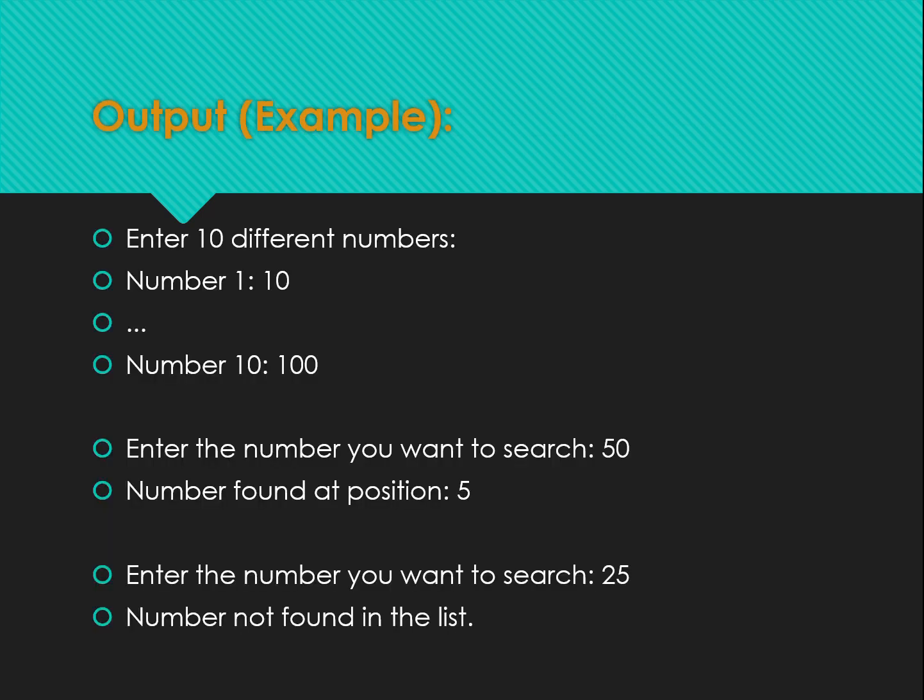Here you can see sample output of the program. When the number 50 is searched and found at the 5th position, it is displayed accordingly. In the second case, the number 25 is not in the list, so the program shows a message that it is not found.